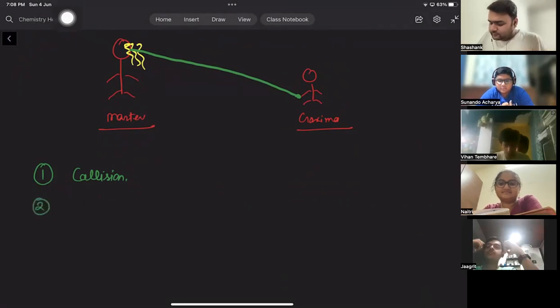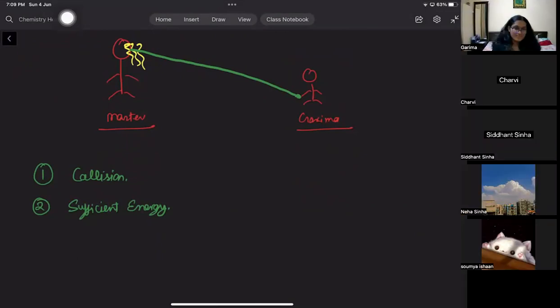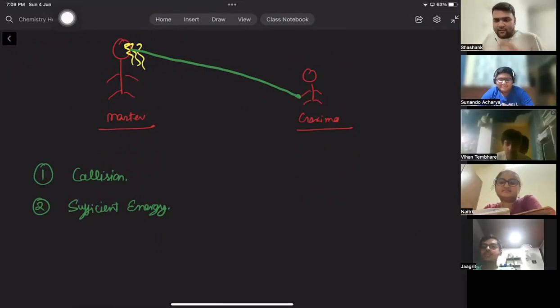Second, sufficient energy. Suppose that master is very huge and Garima is very tiny, right? Now, since master is huge and Garima is tiny, what can happen is that when Garima threw the stone, the velocity was not sufficient. So the stone came, hit the skull and fell down. The velocity was not sufficient, so the head did not get open, right?